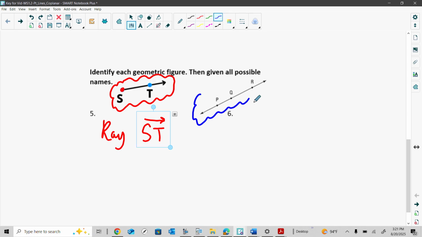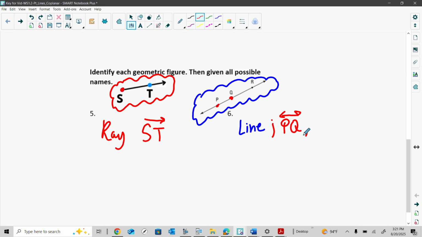This is the figure for number 6 here. This is a line. Okay. Now I don't have a little lowercase letter by the arrow, so I can't say line N or line X. So I would have to name the line with 2 points on the line. So I could say PQ with the line symbol above it. I can say QR or RQ, and I can say PR or RP, but it doesn't matter.